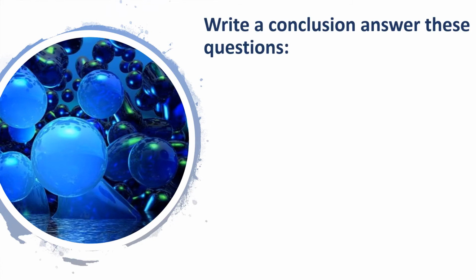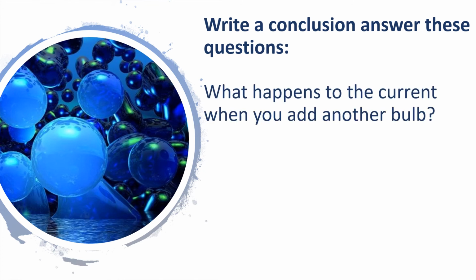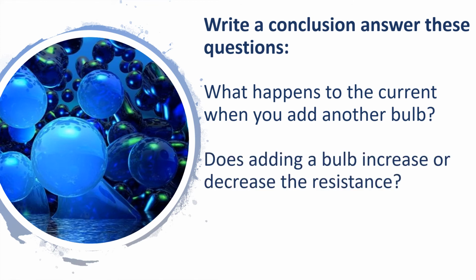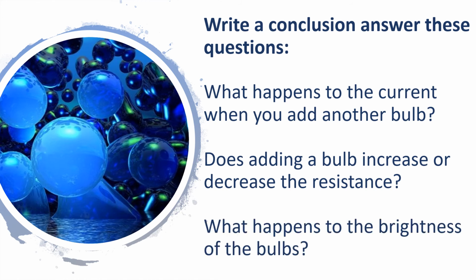Once you've done that, you then need to have a look at the values and write a conclusion to answer these questions. What did you notice about the current when you added another bulb? Did it stay the same? Did it increase? Or did it decrease? And as an effect of that, what happened to the resistance? Did it increase or decrease? And finally, what did that increase or decrease in resistance do to the brightness of the bulbs?